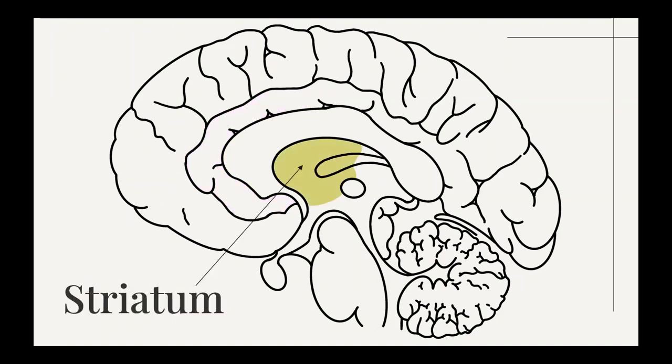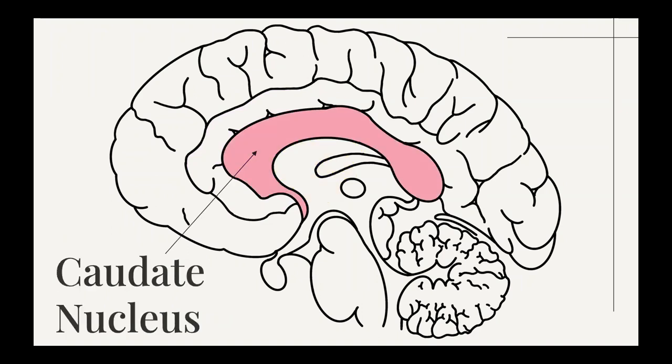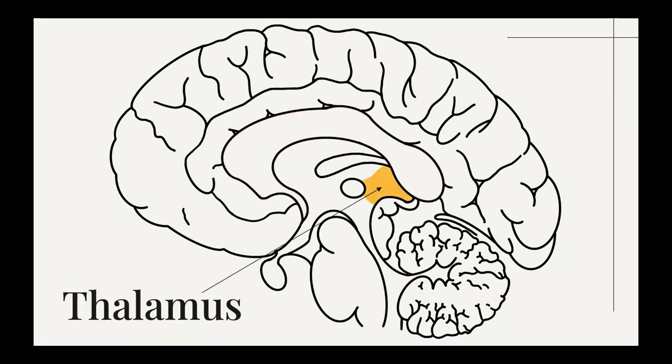Another important region is the striatum, which is a part of the basal ganglia. As part of the striatum is the caudate nucleus, or the CN for short. It is involved in attention control, reward processing, and motivation. And finally, the thalamus, which is known as the sensory relay station of the brain. It has extensive neuronal circuitry with cortical regions of the brain and plays an important role in regulating selective attention of visual and auditory information.